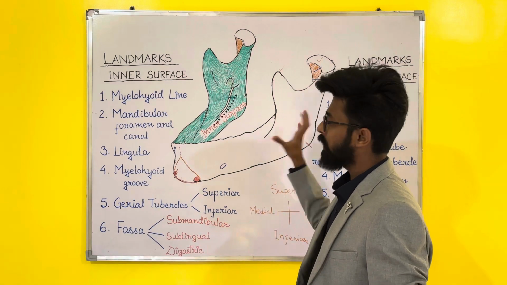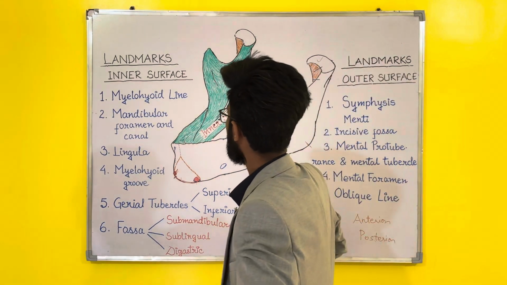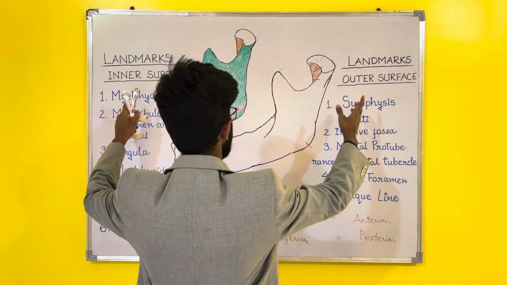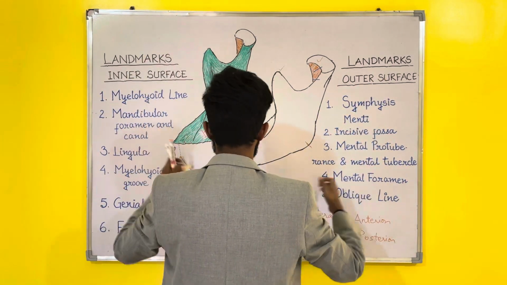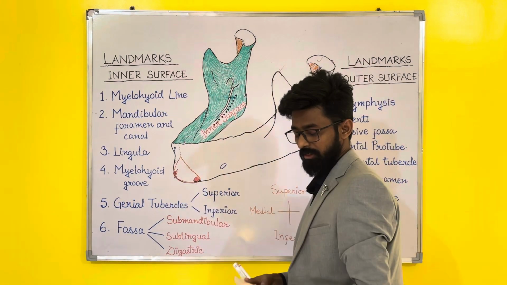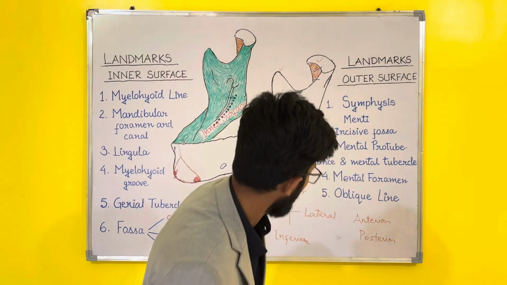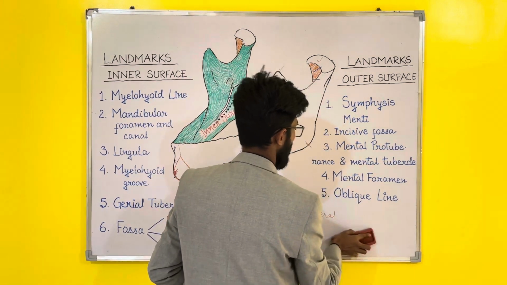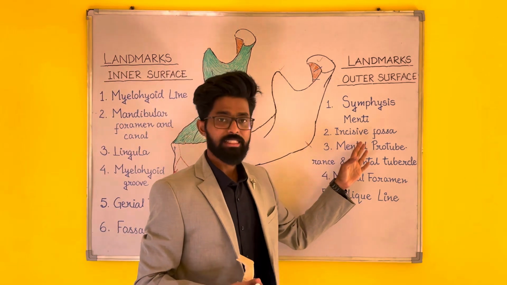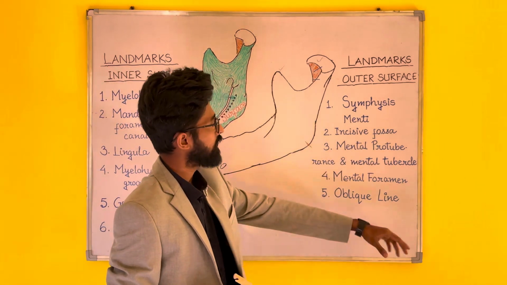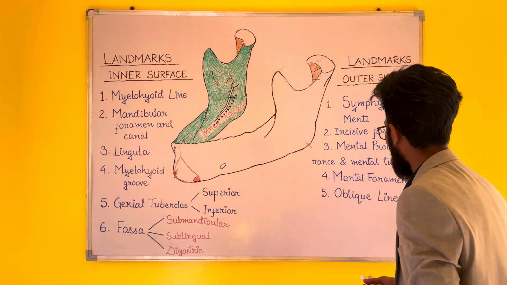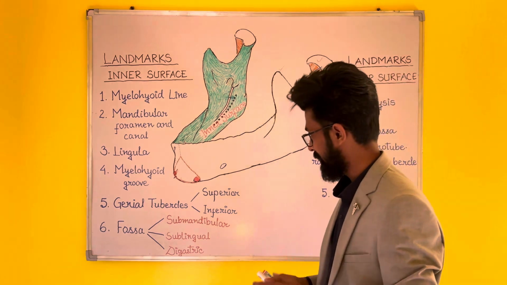Now coming to the landmarks. So we will study the landmarks divided into two parts. If you can see, these are the landmarks on the outer surface and these are the landmarks on the inner surface, right? So let's talk about the landmarks on the outer surface. First is the symphysis menti, second is the incisive fossa, third is the mental protuberance, fourth is the mental foramen, and fifth is the oblique line.